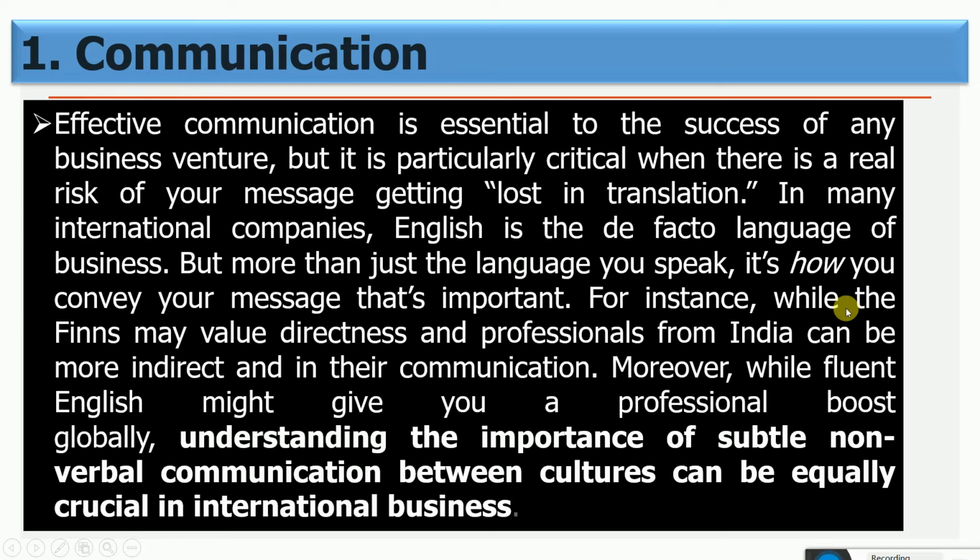For instance, while some cultures value direct communication, professionals from India can be more indirect in their communication. Moreover, while fluent English might give you a professional boost globally, understanding the importance of subtle non-verbal communication between cultures can be equally crucial in international business.